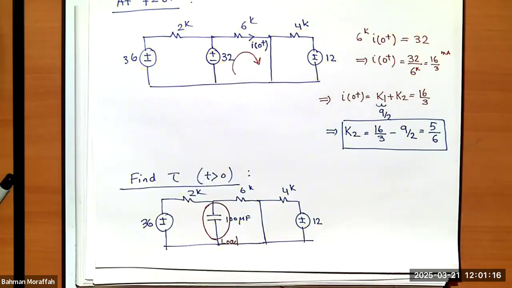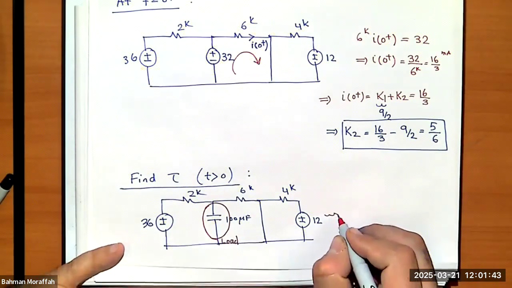If I look at the black box, there's absolutely no dependent source in it. So to find R Thevenin, I have to zero out the sources and find the equivalent resistance. How do I zero out voltage sources? I got to short them out. I got to set the value to 0. If the value of a voltage source is 0, it means it's a short circuit. So my circuit actually looks like this.